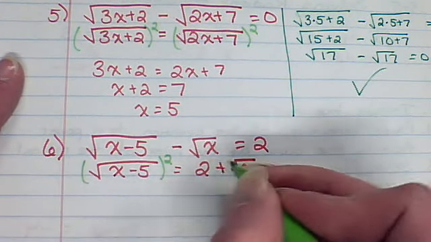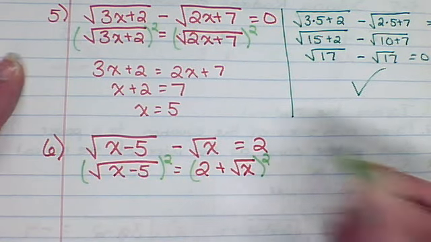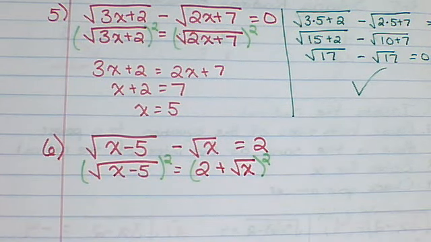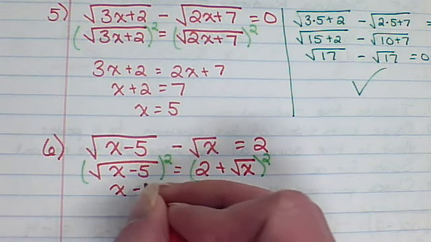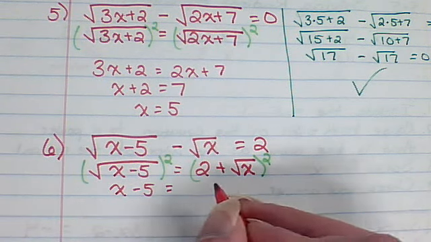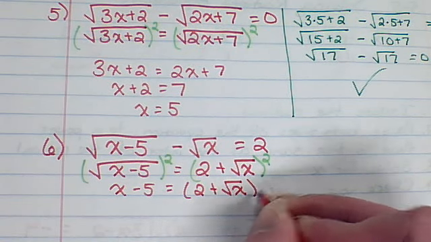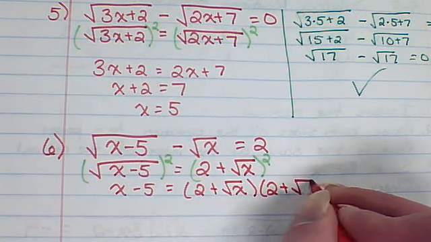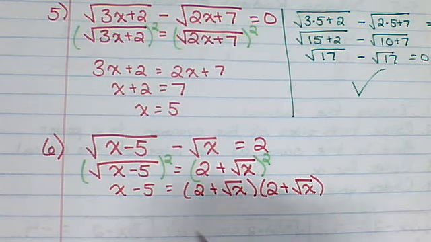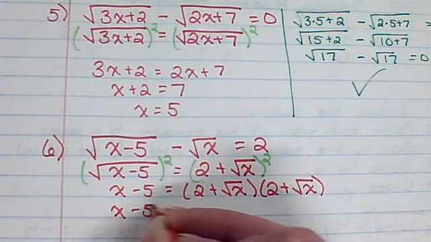If it had been a cubic, I would have cubed both sides. But it was a square root. So I get x minus 5. Now over here, don't forget, when you square a binomial, write it out. And let's see what we have.